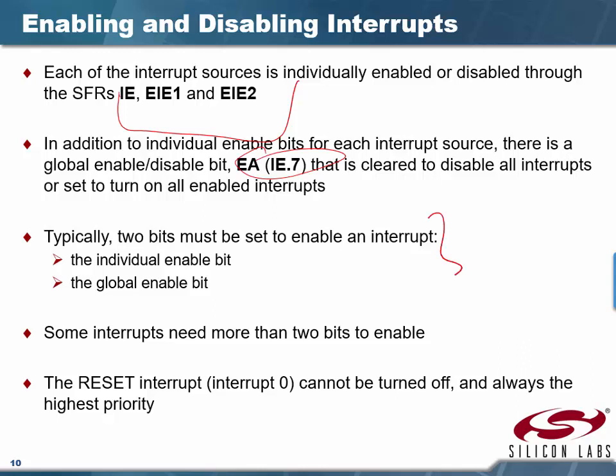This is a final exam question, I'll just put it right there. In order to enable an interrupt, you have to set two bits, and what are they? The individual interrupt enable bit, and the global interrupt enable bit. Some require more than two. Most require only two.